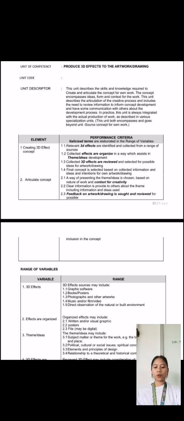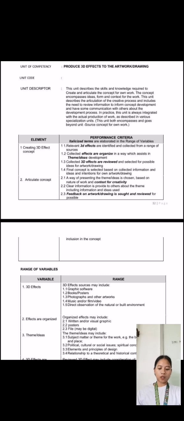The element of produce 3D effects to the artwork or drawing is 1. Creating 3D effect concept. Relevant 3D effects are identified and collected from a range of sources. And collected effects are organized. Collected 3D effects are reviewed. Final concept is selected based on collected information and ideas and intentions for own artwork or drawing.